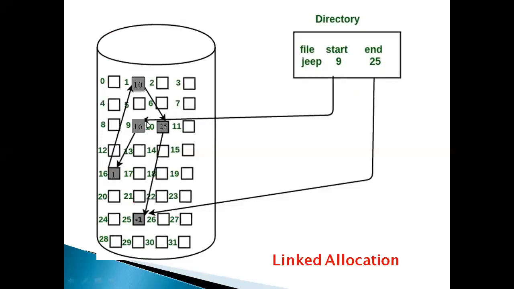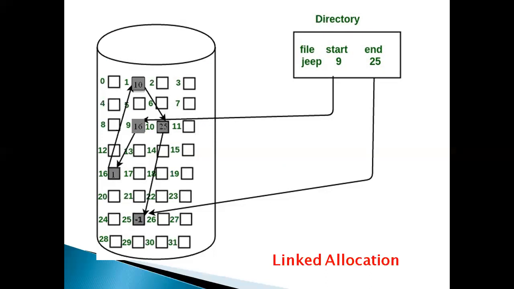The ninth block points to 16, 16 points to 1, and 1 points to 10. 10 points to 25, and 25 points to minus 1. Minus 1 means it is the end of the block. That is called minus 1.